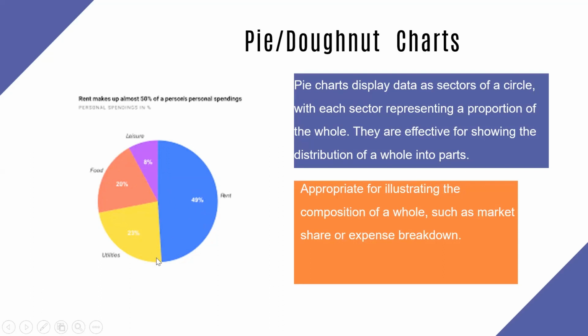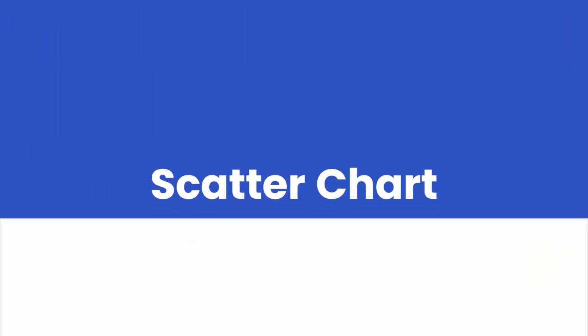We have food, 20%, leisure, and the other one, 23%. This is actually how a pie chart represents the data. And now the donut chart is a customization of the pie chart, and it has a hole at the center, just like a donut. The only difference is this hole at the center. It's mainly considered a customization of the pie chart to make it look more appealing.